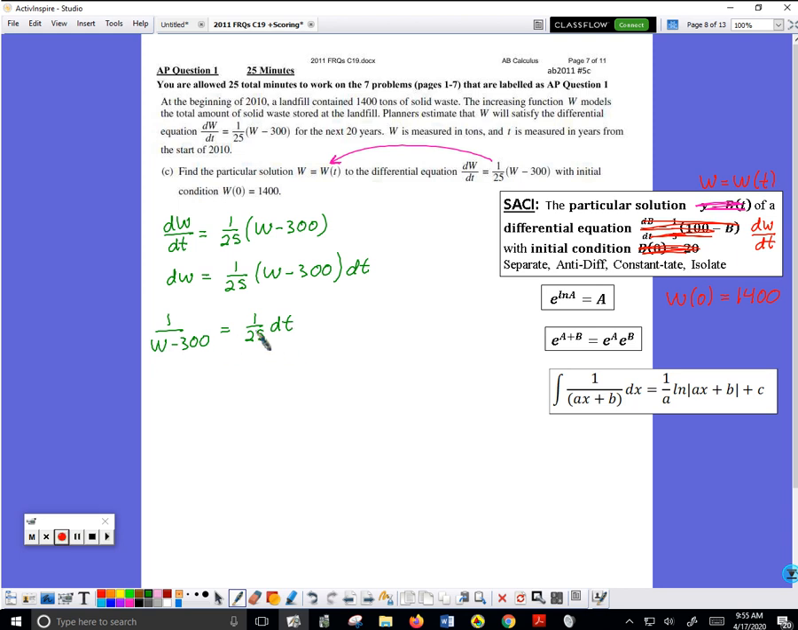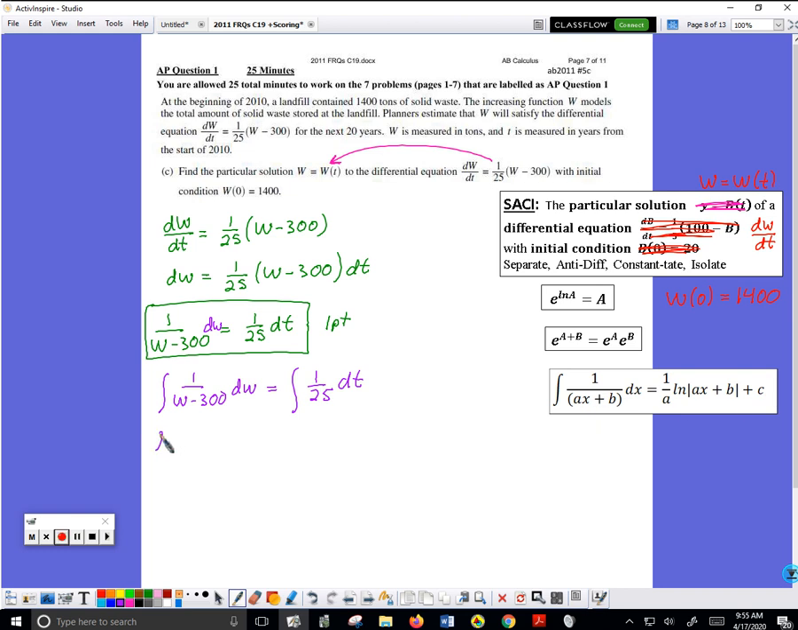Now, if you get this far, if you have this box on your paper, they'll give you 1 point for the separation step. Now I need to take the antiderivative of both sides. So I've got the antiderivative, 1 all over W minus 300, but don't forget the dW here. Okay, this requires the expanded ln rule.